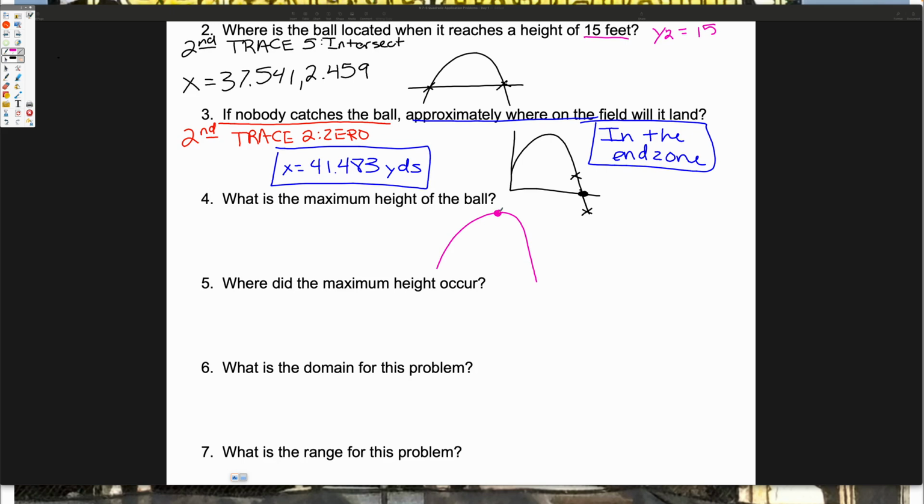Second trace maximum. And then we're going to use our cursor to go to the left of our vertex up top. Left bound, we go to the left, press enter. Right bound, we go to the right and press enter, and then guess back to the middle. And it'll get you that maximum point. For me, I got 20 and 45. X equals 20, Y equals 45.